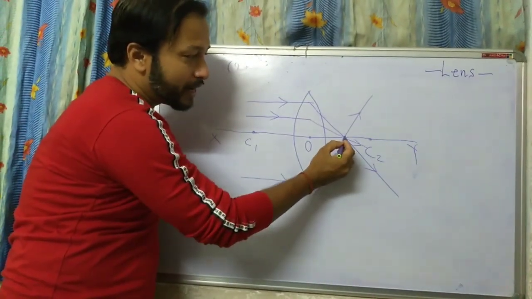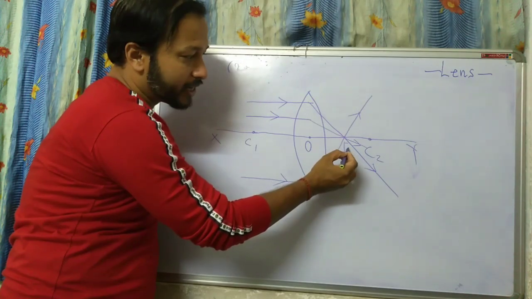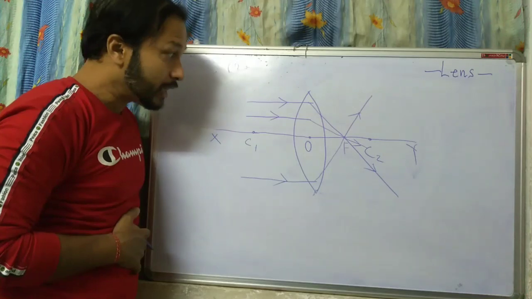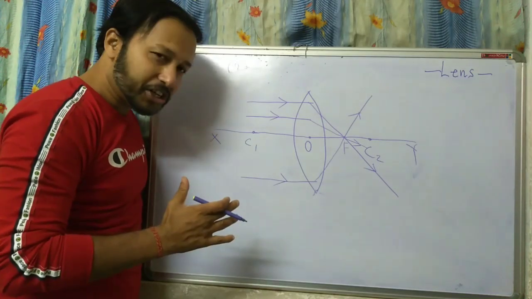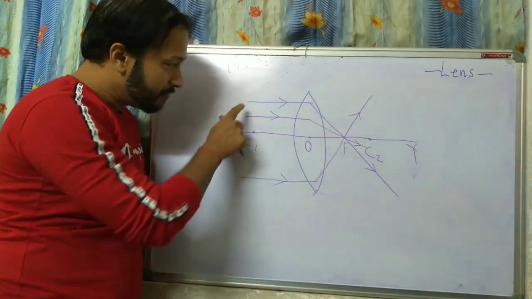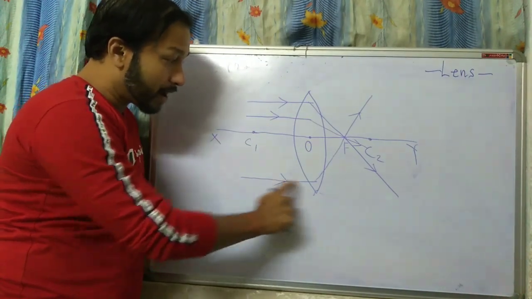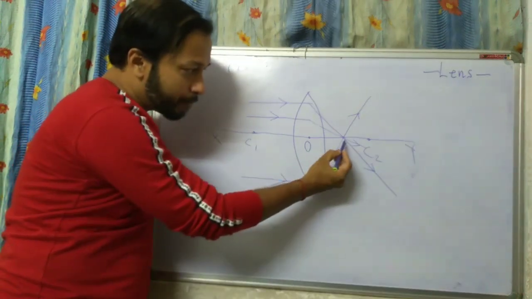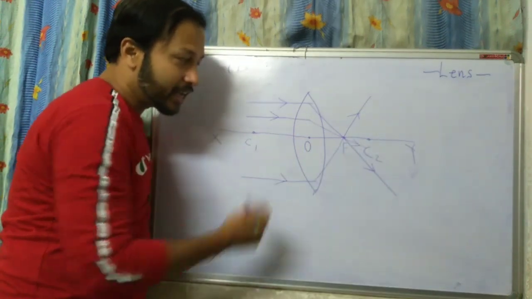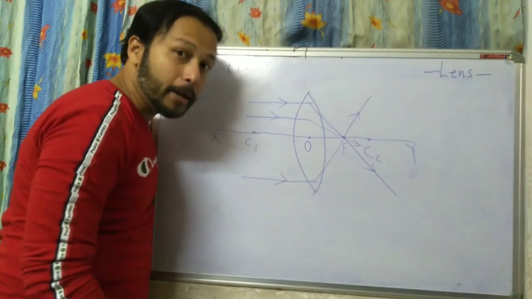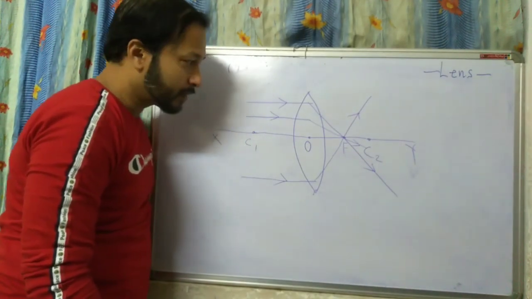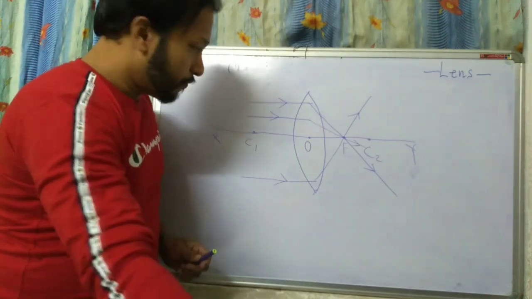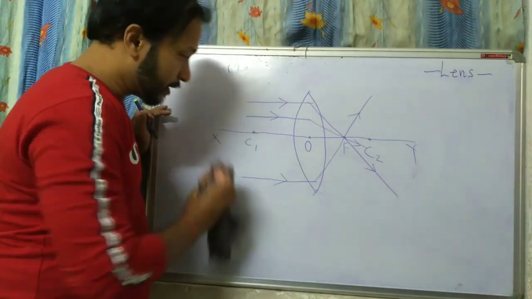We call this particular point focus point. Got it? Focus point. Now, what was the condition I said? The condition is if these rays are parallel to this principal axis, then after crossing the lens, they will pass through a particular point of principal axis. That particular point we call focus point. Now the focus point is not over yet. For this, I will draw another diagram.